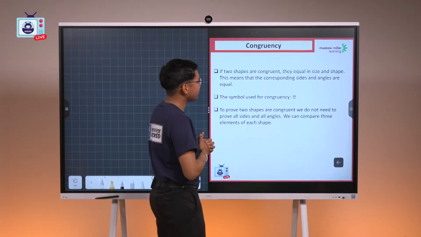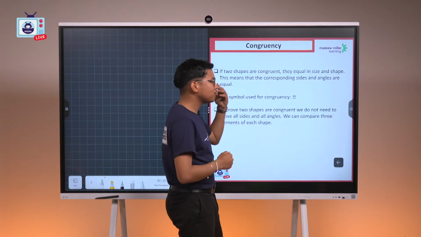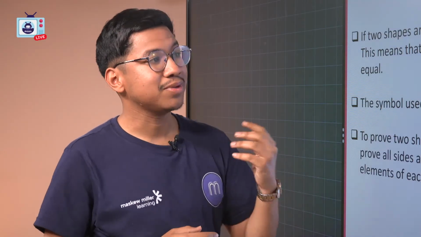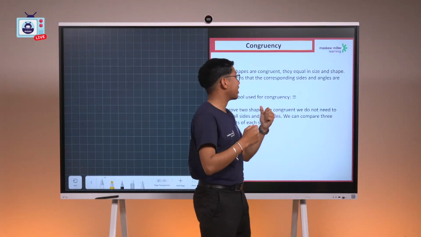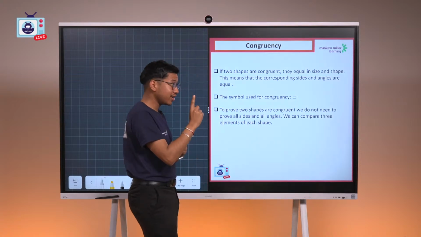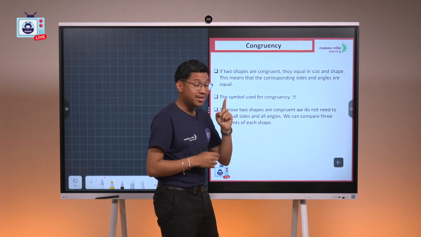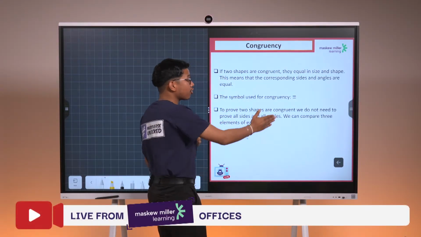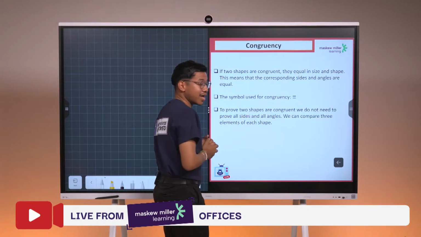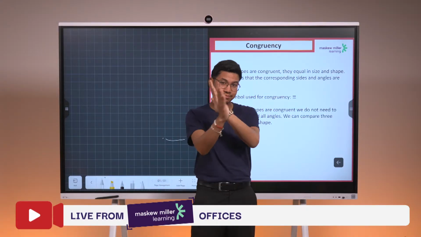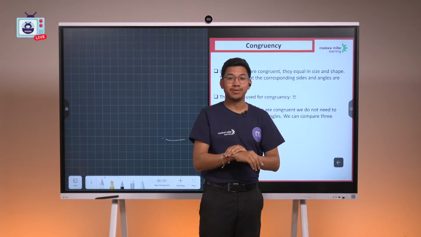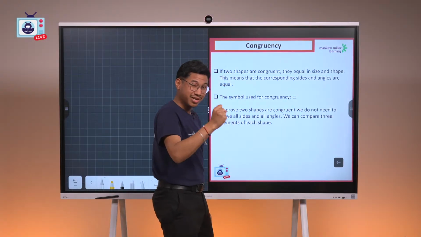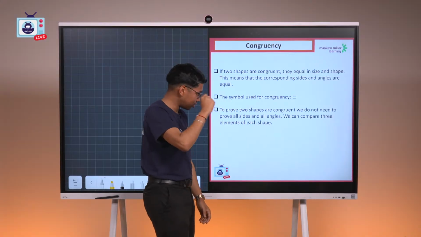Again, we learned this last year. Congruency: if two shapes are congruent, they are equal in size and in shape. This means that the corresponding sides and angles are equal. Very important, because I've seen students mix this up. The symbol we use for congruency is three horizontal lines, and the vertical lines are for similarity. Just remember, please make a note of that. Write it, highlight it in your book.